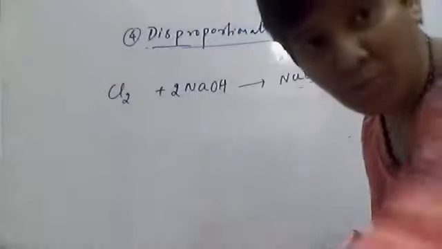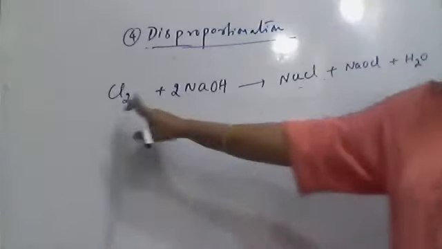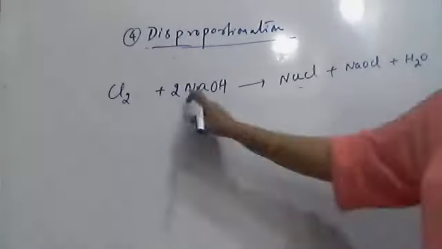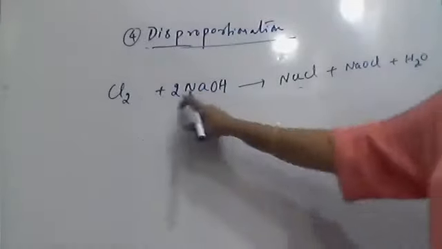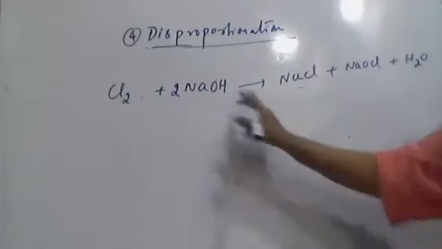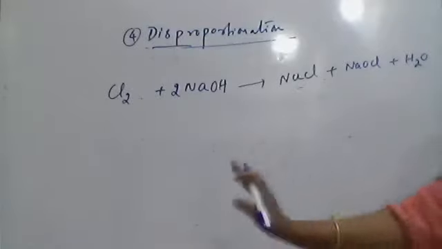You will learn balancing tomorrow, not now. 2 chlorine, 1 plus 1, 2. 2 sodium, 1 plus 1, 2. 2 oxygens, 1 plus 1, 2. 2 hydrogens. Now the reaction is balanced.